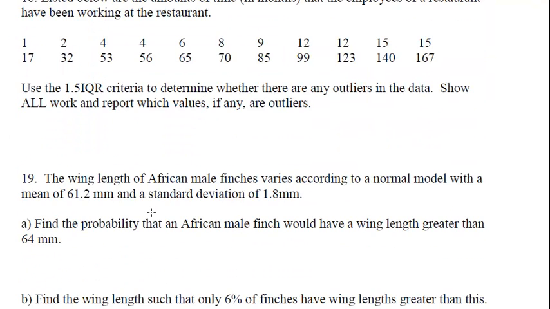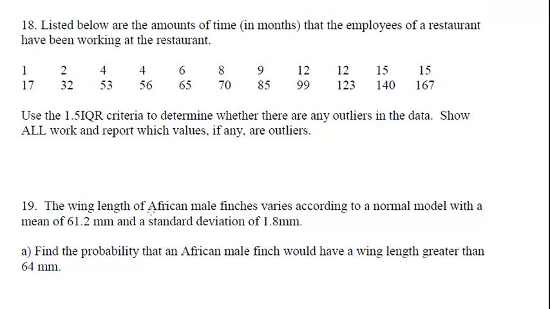Okay, so moving along, we are on, let's see, we're given some data, amounts of time in months that employees have been working at a restaurant, and we're asked to use the 1.5 IQR criteria to determine whether there are outliers in the data.